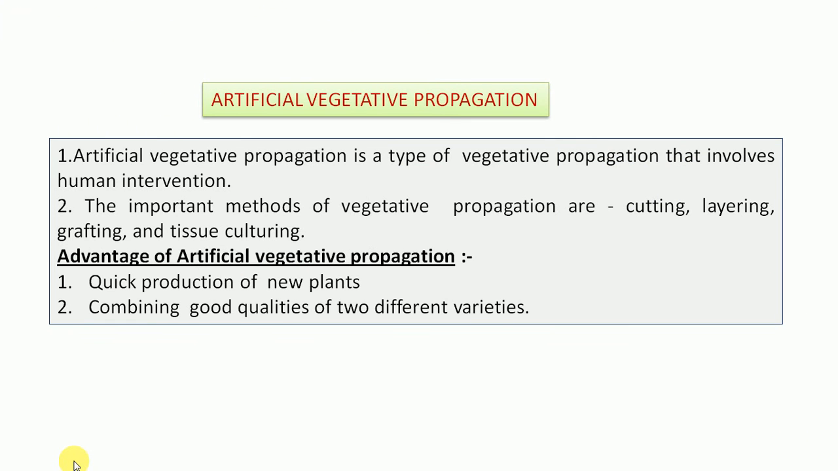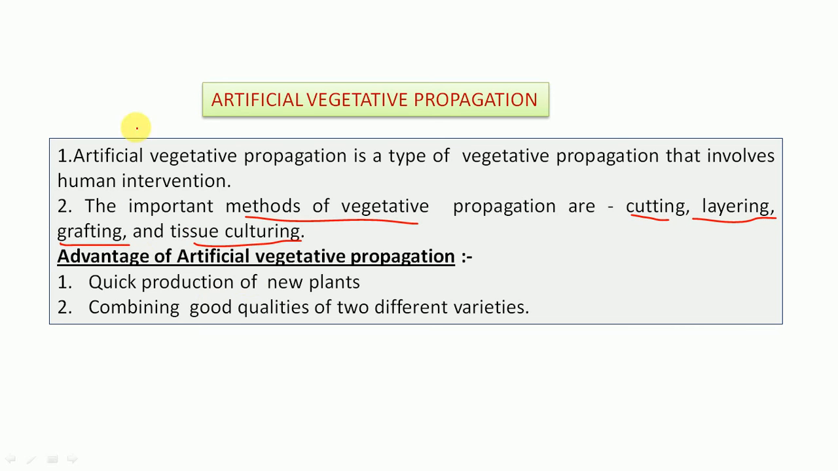Now come to the artificial vegetative propagation. In artificial vegetative propagation, there is human intervention, that means it is done by humans, it is man-made. The concept is the same, that new plants can be grown from the nodes, but the methods are different. Here the commonly used methods are cutting, layering, grafting and tissue culturing.